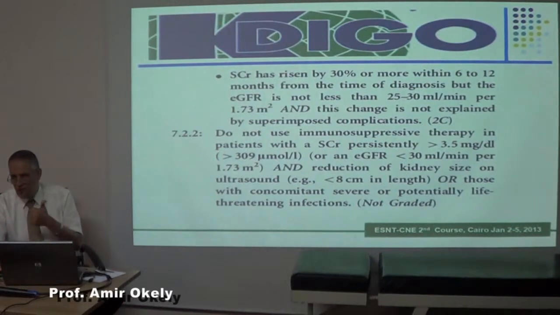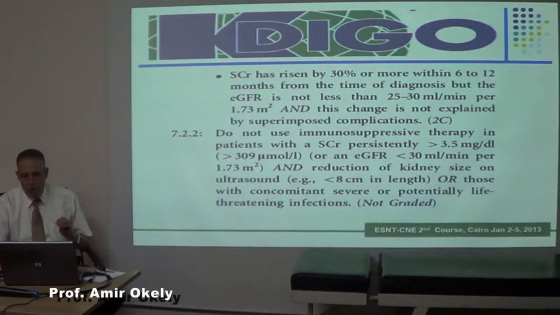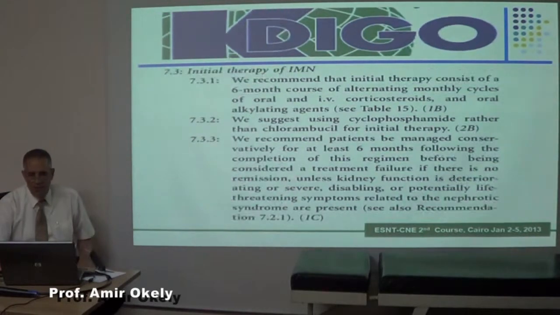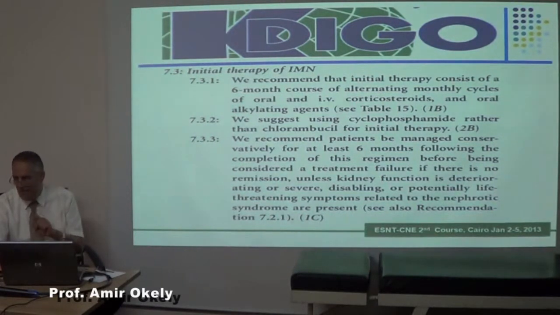We usually don't use immunosuppressive therapy in patients with serum creatinine persistently more than 3.5 milligram, or there is a reduction in the kidney size on abdominal ultrasound, or those who have concomitant severe or potentially life-threatening complications. These are contraindications to the use of immunosuppressive therapy in patients with membranous nephropathy. Initial therapy of idiopathic membranous nephropathy is usually alternating doses of corticosteroid and oral alkylating agent. Which is preferred? We suggest using cyclophosphamide rather than chlorambucil.